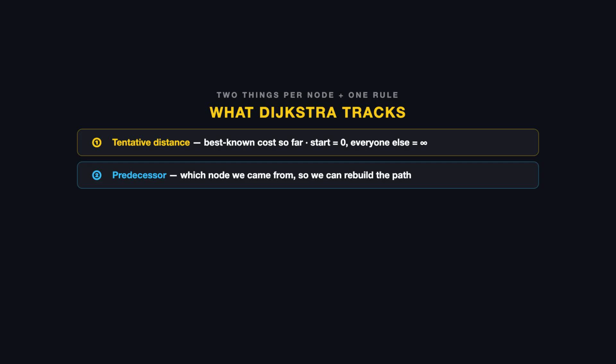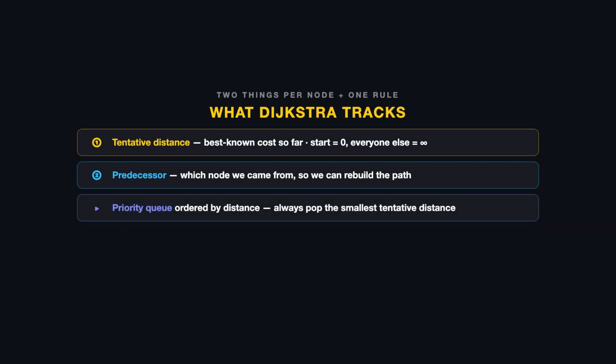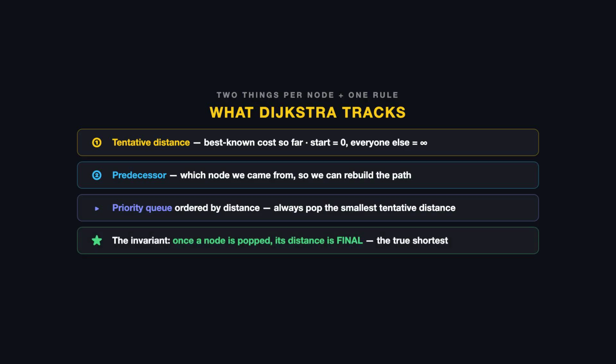We keep the unfinished nodes in a priority queue, ordered by tentative distance. The rule is simple. Always pull out the node with the smallest tentative distance. Here is the key promise. The moment we pull a node from that queue, its distance is final, the true shortest distance, locked in for good. We will see exactly why that holds.